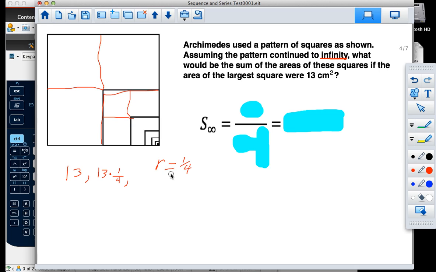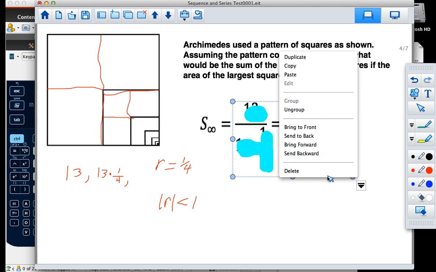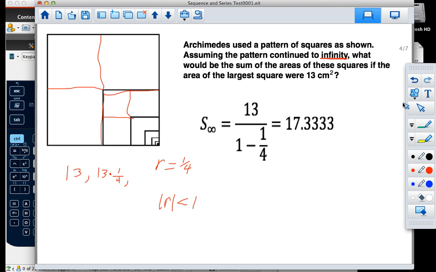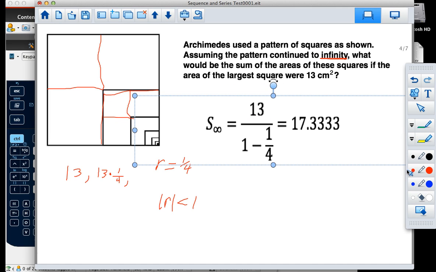Okay, now that we know that the absolute value of R is less than 1, and we know that it's a geometric sequence because I have an R value, then I can use the infinite geometric series formula. And with that, let me go ahead and just get rid of this whole thing, delete that. Okay, when you're using the infinite geometric series formula, the way to set it up, whoops, I forgot to convert it back to the pen.